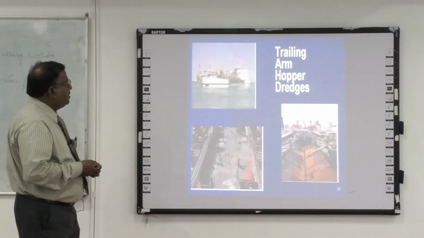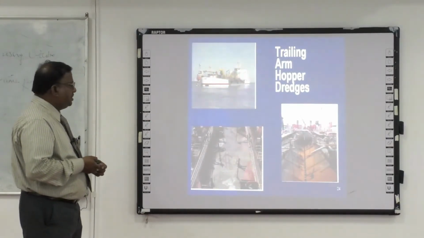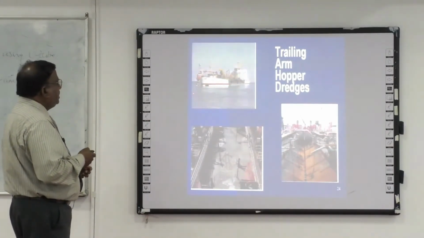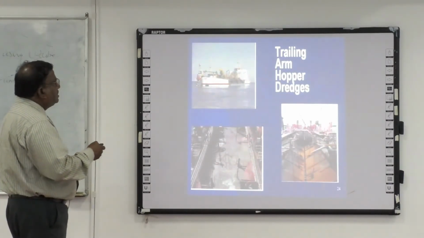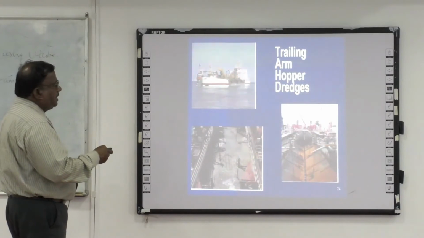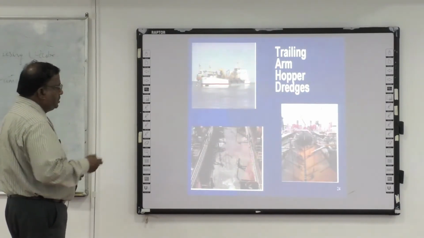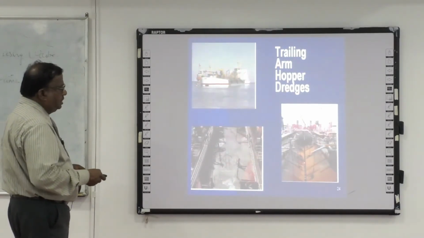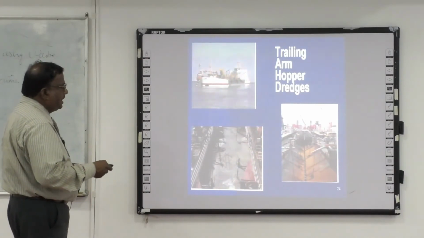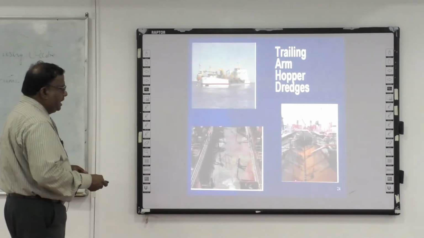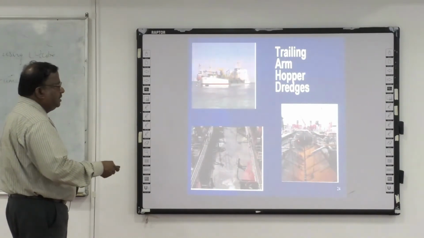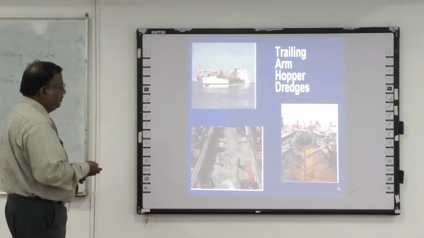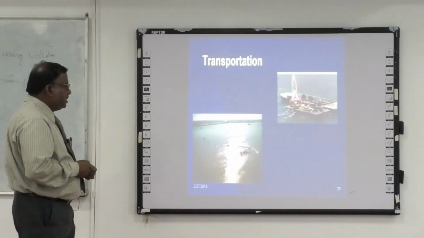Trailing suction hopper dredgers. Here we can see that the material is sucked through the pipe and placed, and then it is removed. So here we can see the hopper section. It is removed from the ocean, then it is stored here, and then it is sucked through to a nearby location.